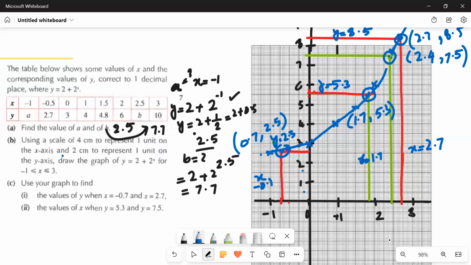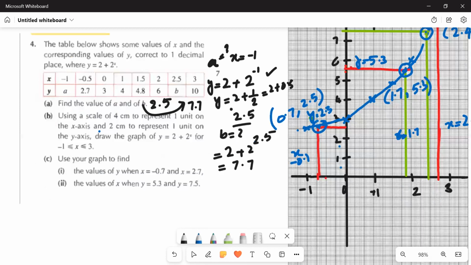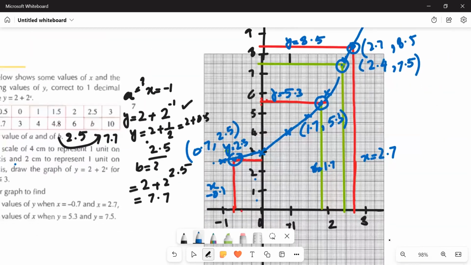Yes, while and Fatima, is it clear? Yes. Yes, while. Is it clear?